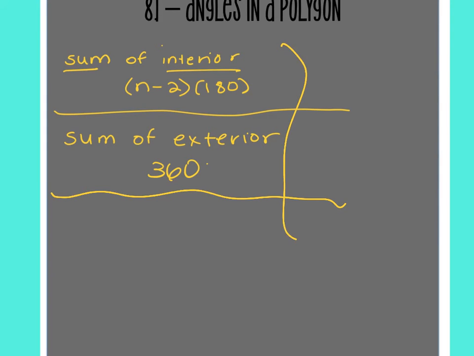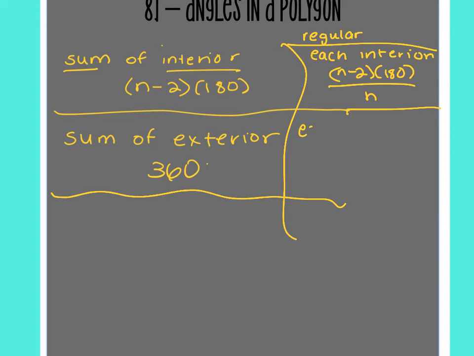Okay, then for just regular polygons, so only for regular polygons, we had each interior: n minus 2 times 180 over n. Good. And we had, each exterior: 360 over n. Good.